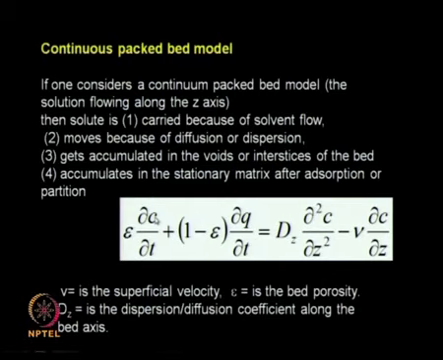Now C is the concentration of the solute in the mobile phase, Q is the concentration of the solute in the stationary phase, that is adsorbed on the stationary phase. If we have a very simple linear relation between C and Q, then we can combine them together nicely without any problem, like we did in the previous case. For example, Q can be equal to Kc or something like that. Okay, now let us continue this continuous packed bed model in the next class.